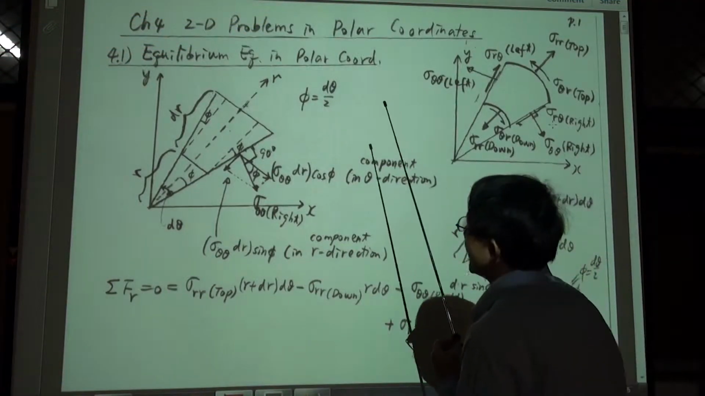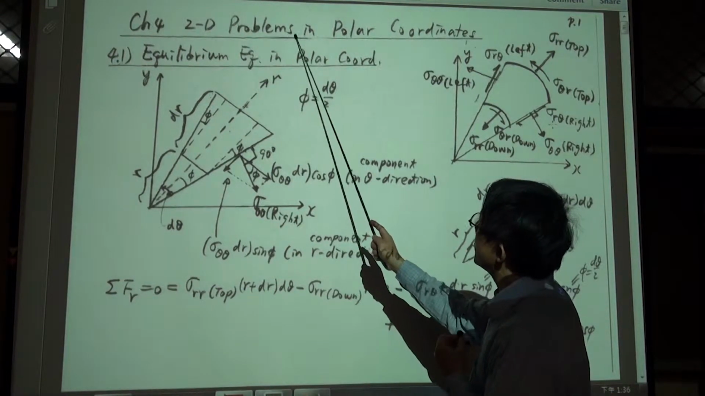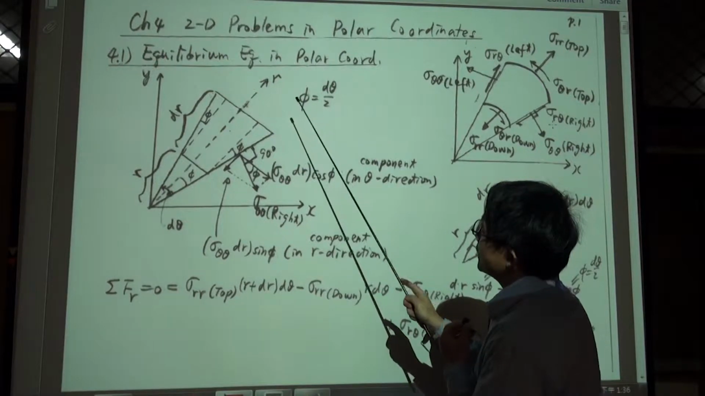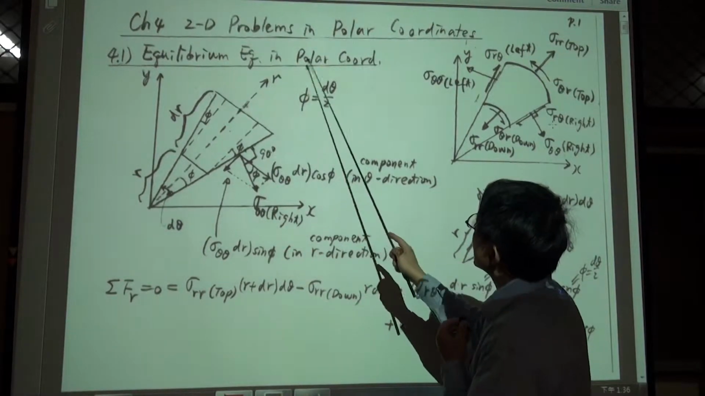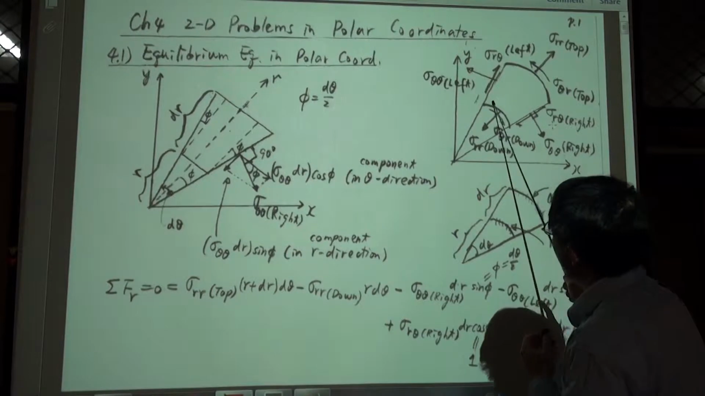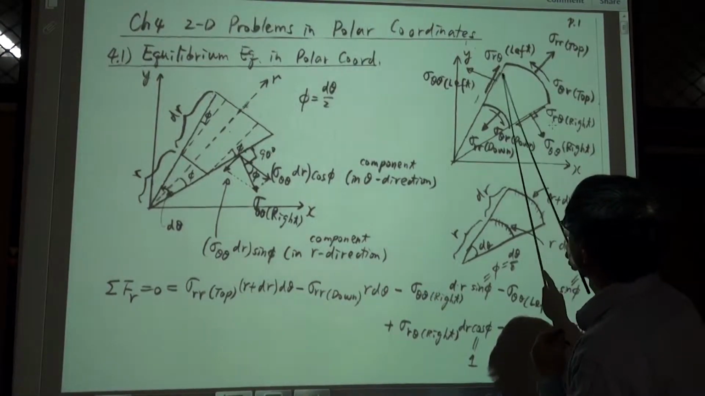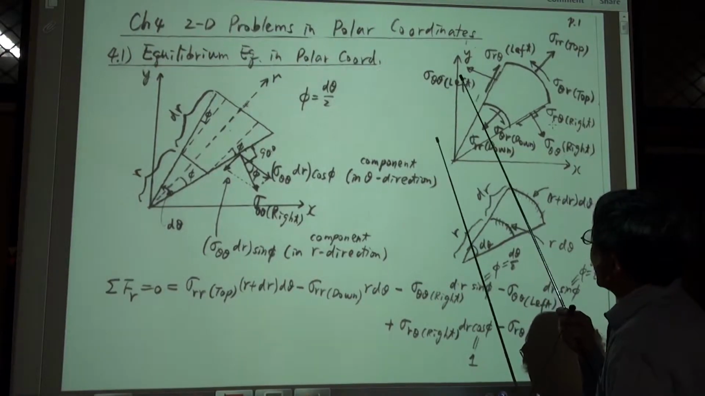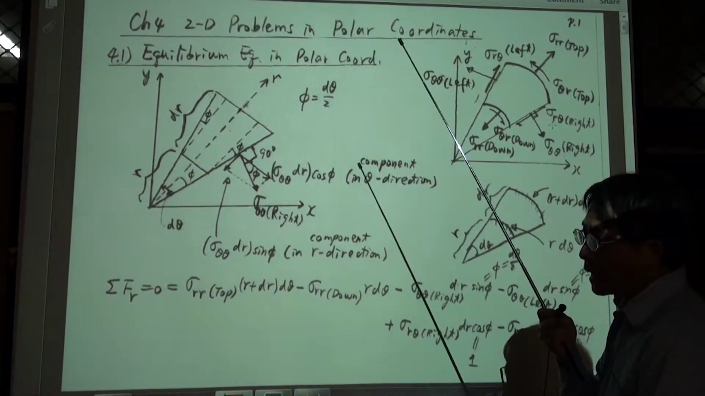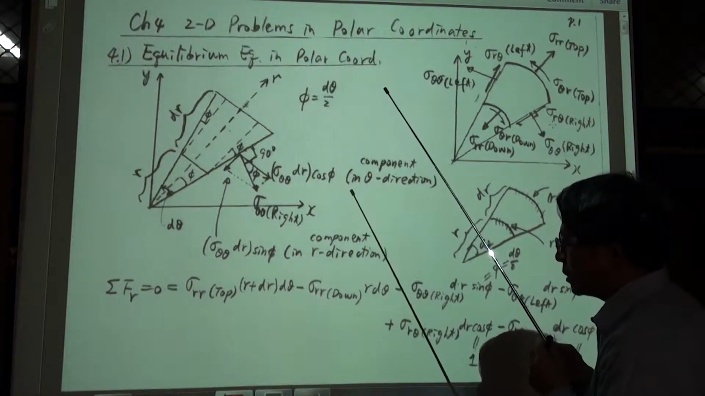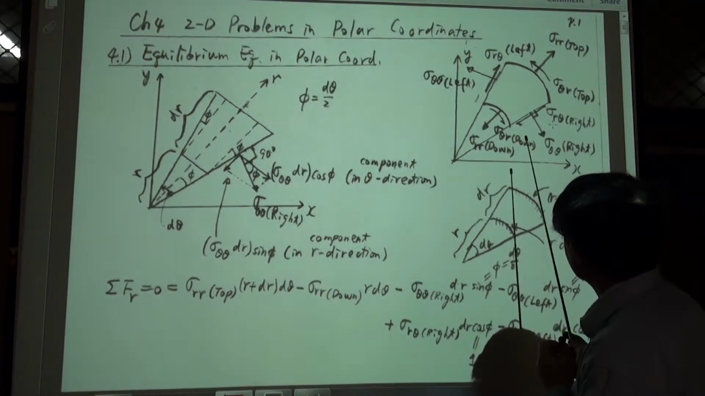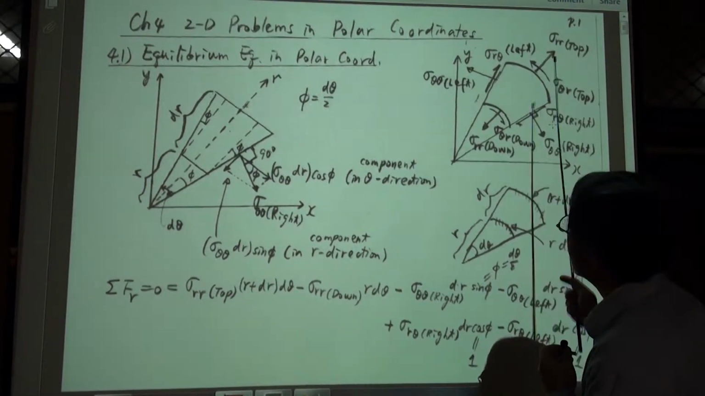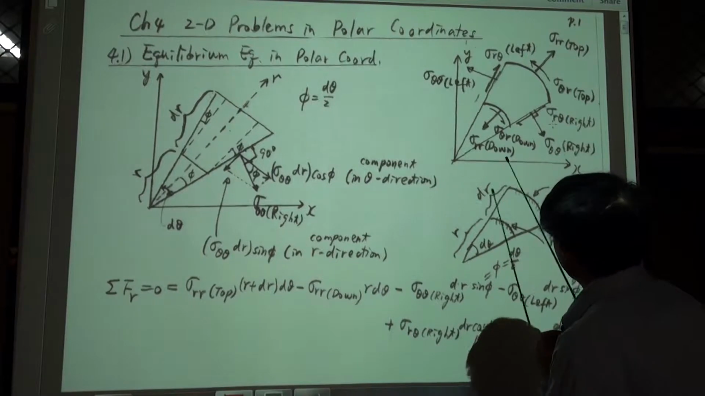Okay, in this chapter we talk about the two-dimensional problem in polar coordinates. We first consider the equilibrium equation in polar coordinates. See, in polar coordinates, the material point looks like this. It is not a rectangle again. In rectangular coordinates, you will have a rectangle-shaped material point. But now, this is the material point in polar coordinates.